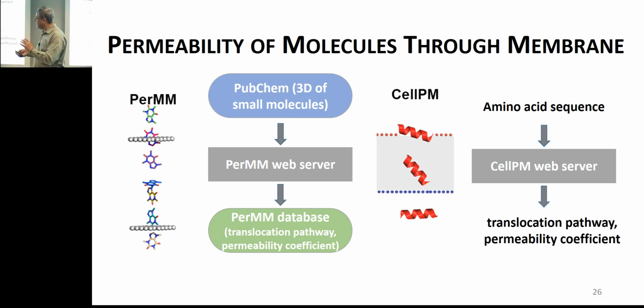But it's important that this is not only the permeability coefficient, but a translocation pathway, the orientations. Because when you move something across the lipid layer, it rotates and occupies different orientations, trying to minimize energy at every point during this movement.